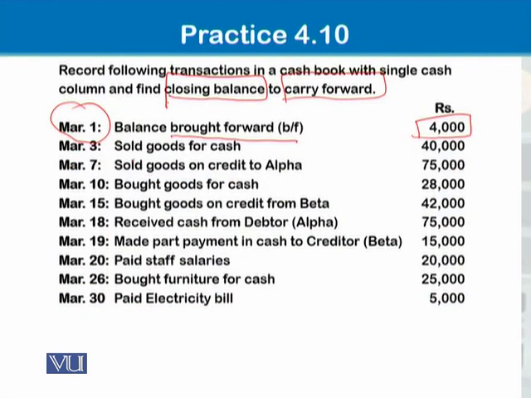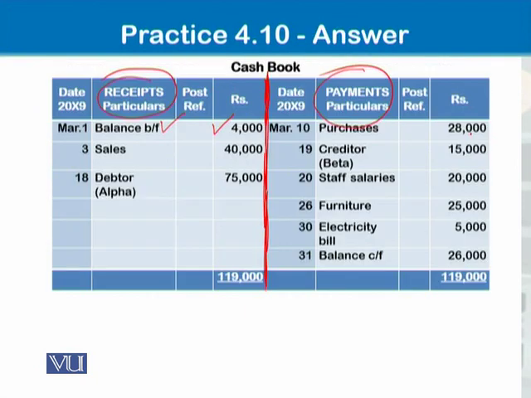Then on March 3, sold goods for cash. When we are selling goods for cash, are we receiving cash or paying cash? Yes, we are receiving cash. So it is 40,000. Just see, right in the receipt side, 40,000. Simple is this. We are maintaining a cash book. Cash we are receiving in the receipt side, simply put 40,000 because of sales.